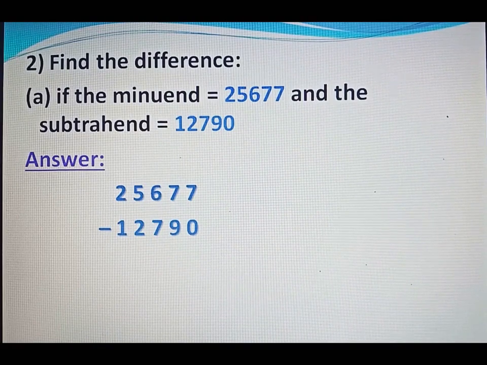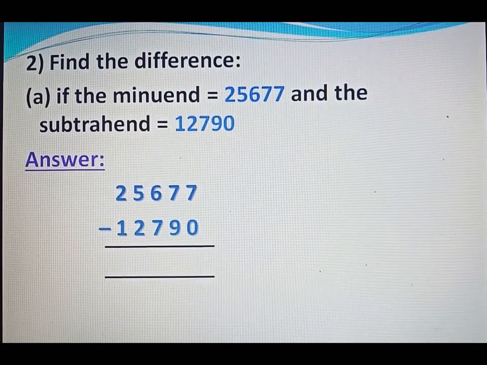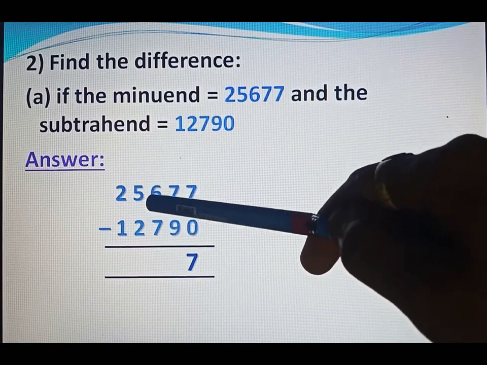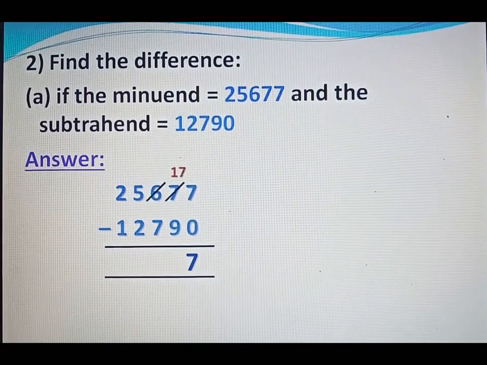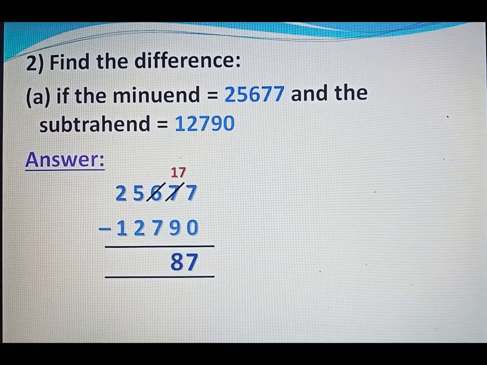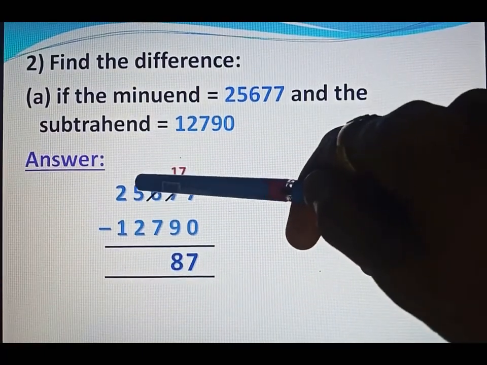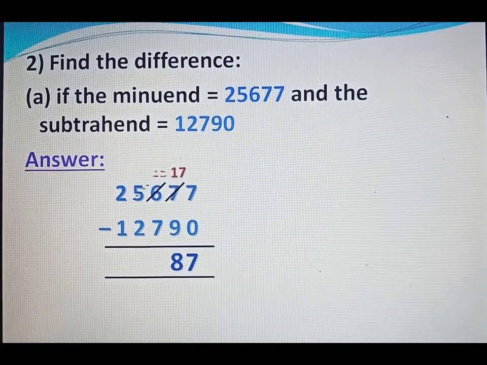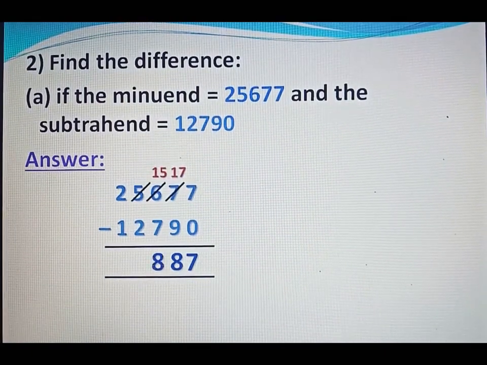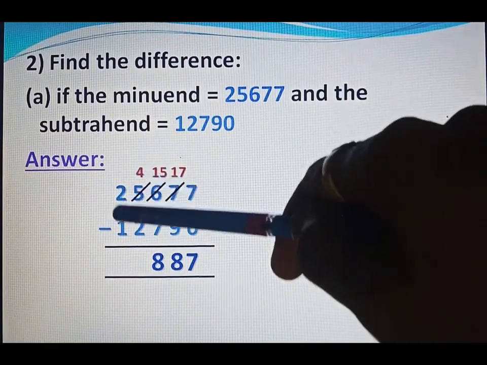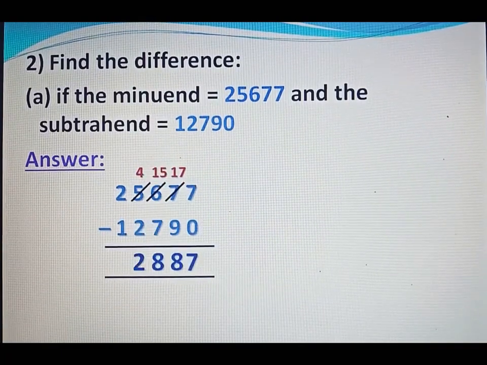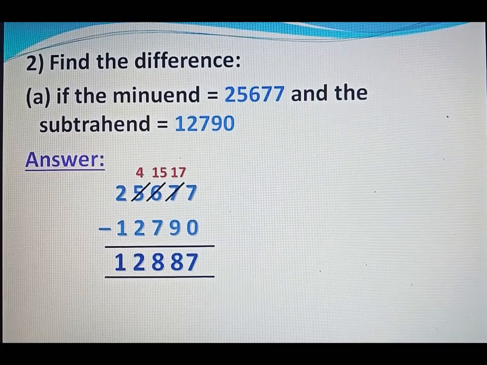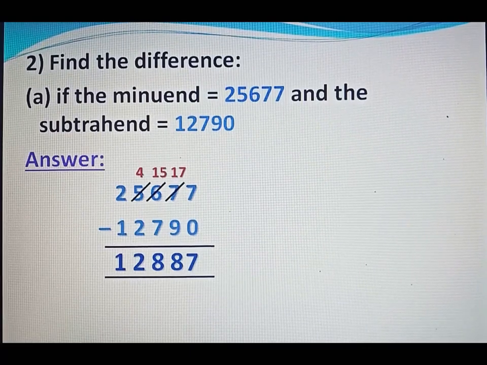Then we will do subtraction. This 7 minus 0, 7. This 7 is smaller than 9, so we will borrow from 6. It will be 17. 17 minus 9, 8. This 6 will become 5. So we will borrow from this 5. So it will be 4. It will be 15. So this 15 minus 7, 8. This 4 minus 2, 2. This 2 minus 1, 1. So the difference is 12,887.